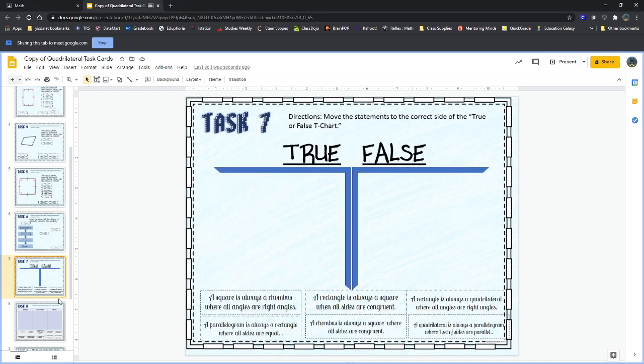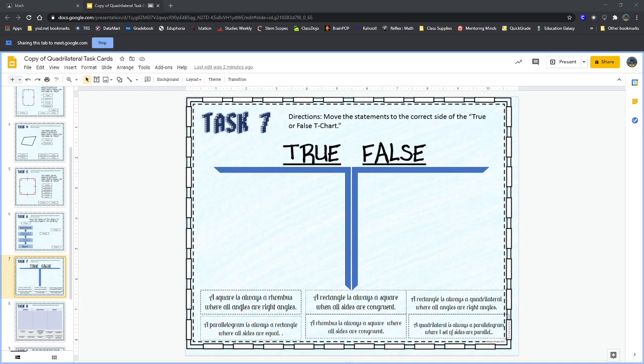We'll do one more part together. Do this one. Task number 7. Task number 7 says, move the statements to the correct side of the true or false t-chart. So they give us 6 different statements. And all we have to do is look at the statements. If we think they're false, put them on the false side. If we think they're true, we put them on the true side. So let's take a look at some of these statements and see if we can figure out if they are true or false.